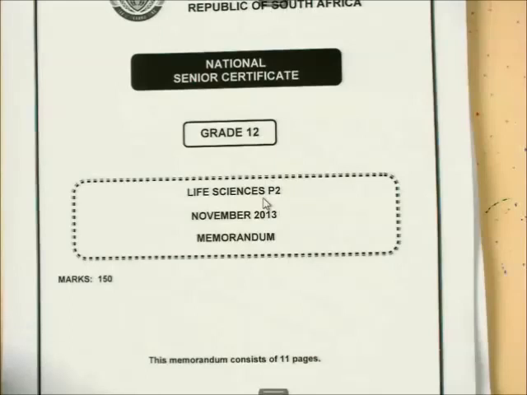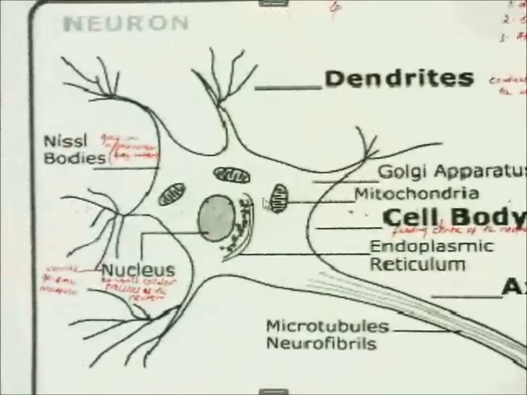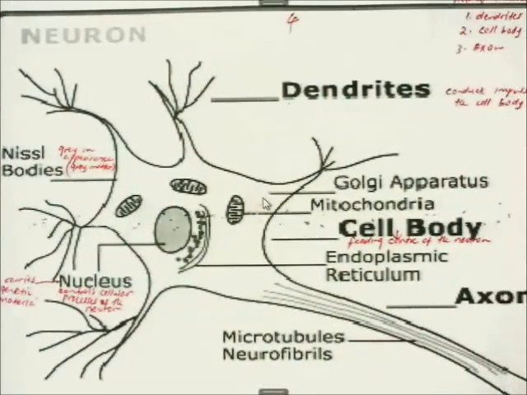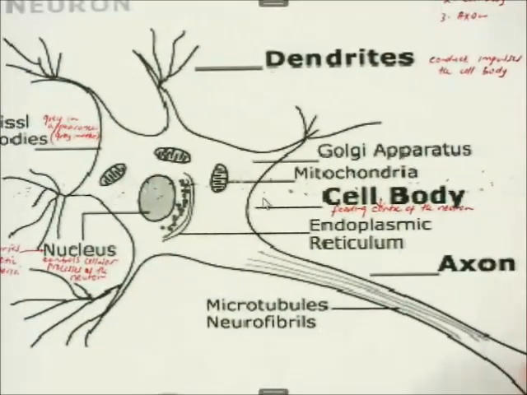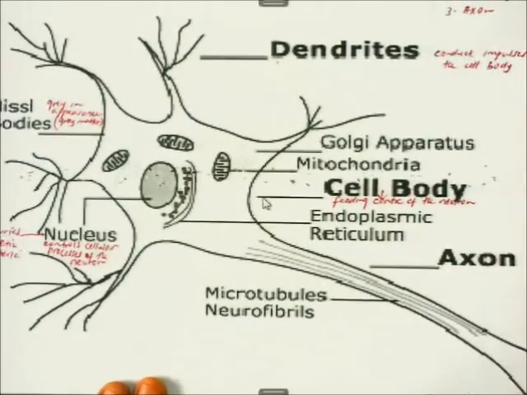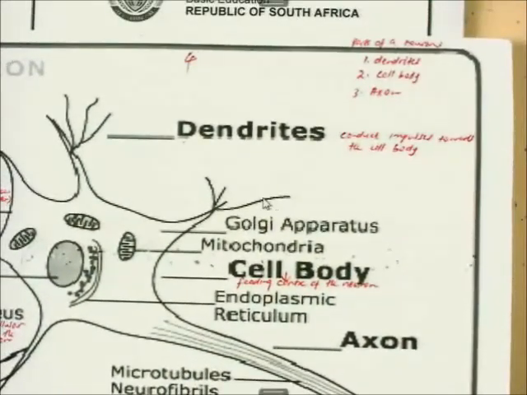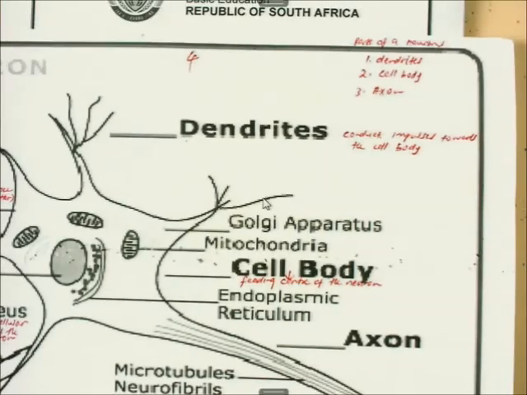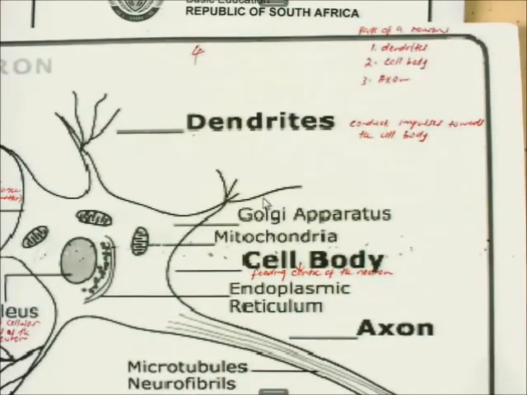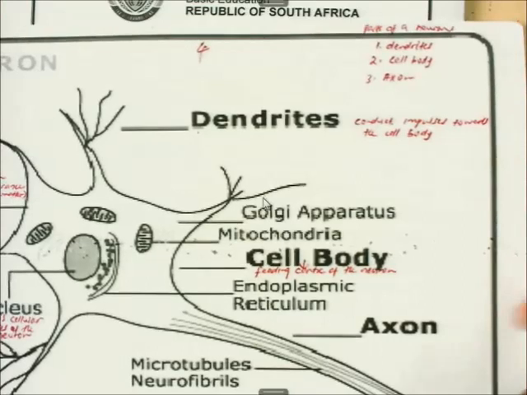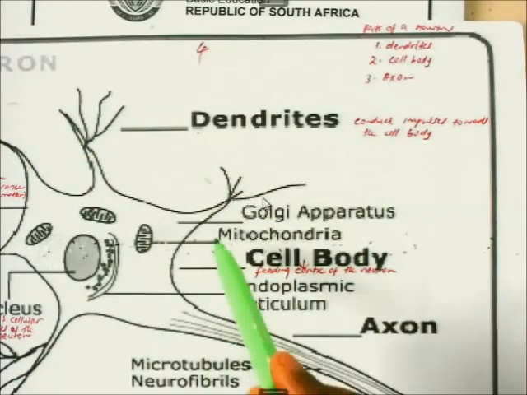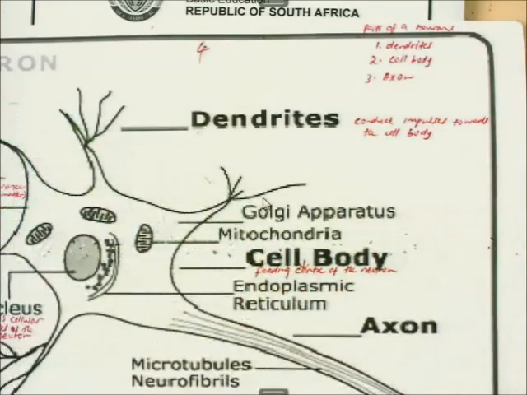So now, let us quickly talk about the structure of a neuron. A neuron has three main parts. The three main parts of a neuron are the dendrites. The dendrites are these outgrowths.